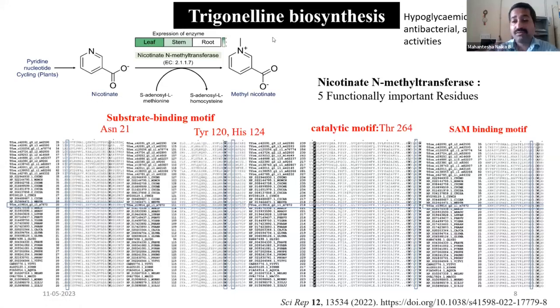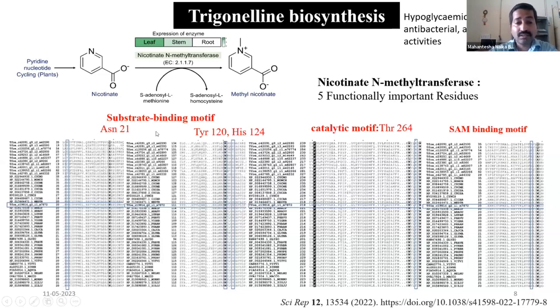Here, looking into the trigonelline pathway, how exactly is trigonelline synthesized. Initially it is synthesized from the pyridine nucleotide cycling, from that nicotinate forms, and further by methylation it forms methyl nicotinate, and this is the trigonelline compound. So here the enzyme is nicotinic acid N-methyltransferase, which plays a very important role in the synthesis of trigonelline. Here the interesting thing is to look into its functionally important residues. So here, this is the transcript which is functionally obtained, having the trigonelline gene functionality.